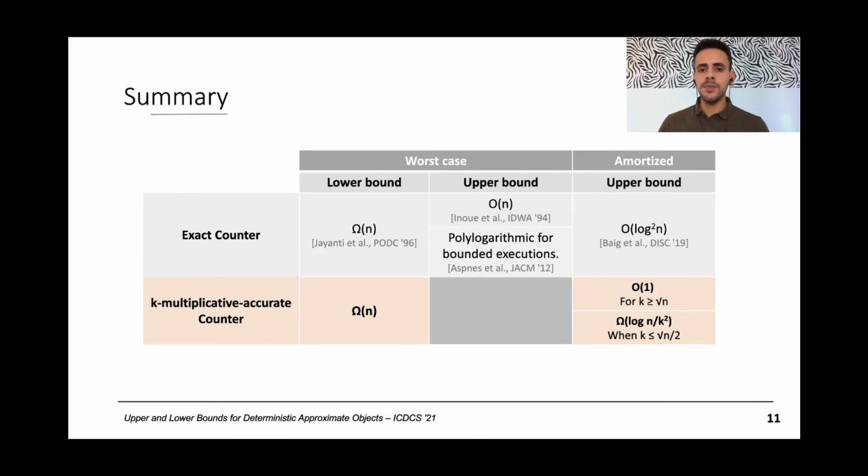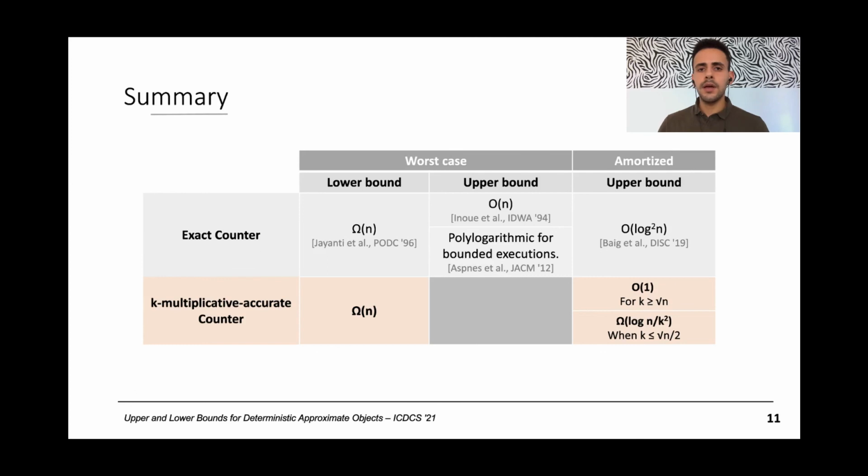So to summarize, we've given an implementation of the K-multiplicative-accurate counter that has a constant amortized step complexity when the approximation parameter k is greater or equal to the square root of n. And we've also given a lower bound on the amortized step complexity of log n over k squared when this approximation parameter is lower or equal to the square root of n over 2, meaning that in this case, it is only possible at most to gain a logarithmic factor. We've also shown that the lower bound on the worst-case step complexity given by Jayanti et al. for the exact counter holds for the case of the K-multiplicative-accurate counter as well.